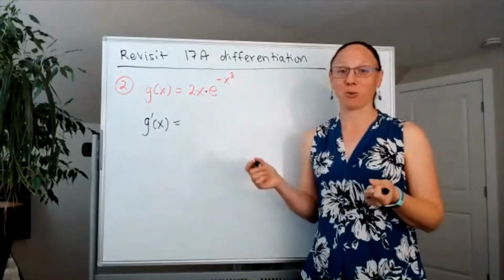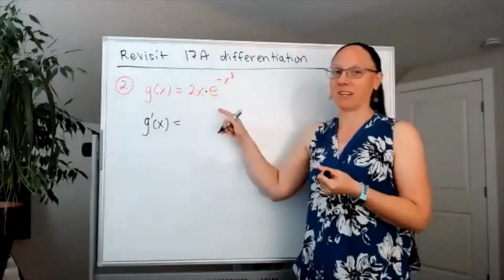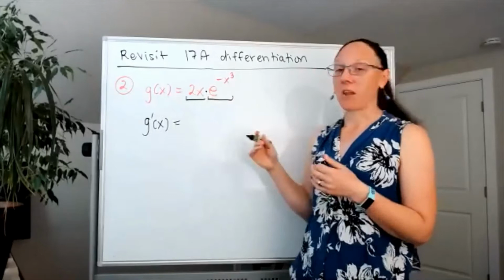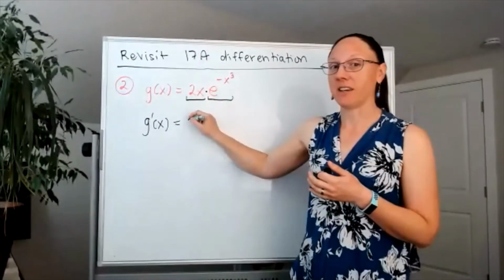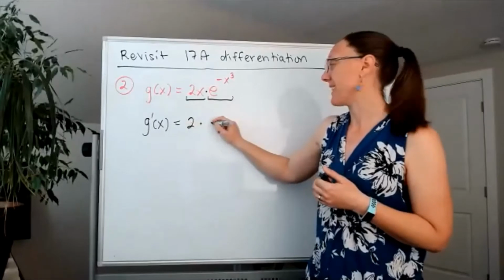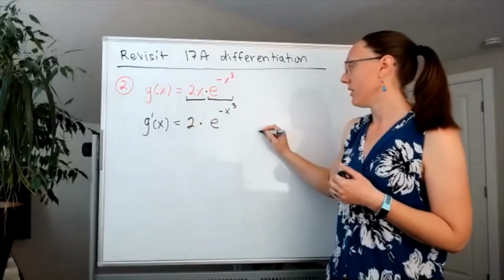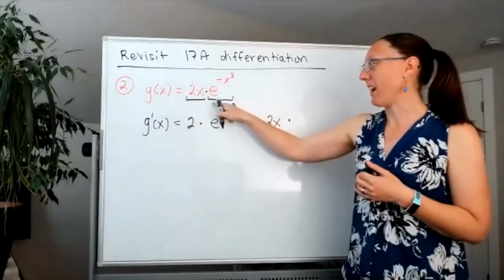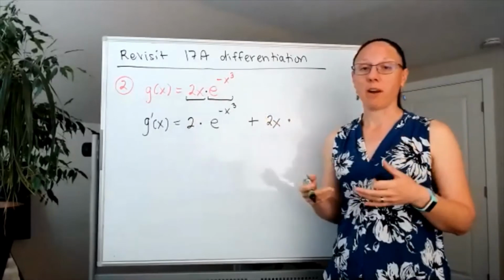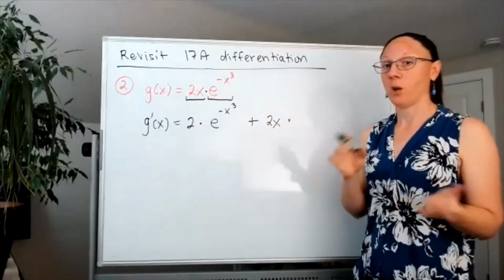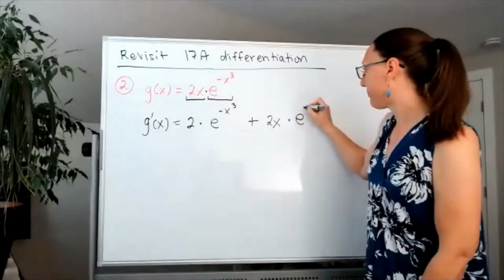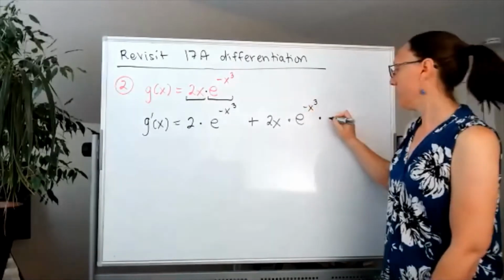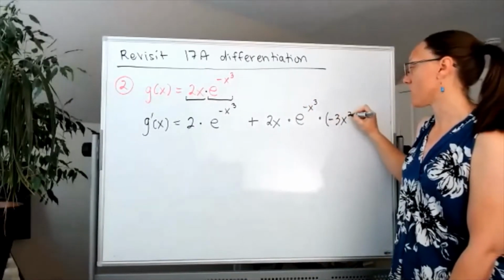So we're going to need to use the product rule here. So I've got 2x times this exponential piece. The product rule says if I look at those two pieces, I'm going to take the derivative of the first piece and get 2, multiply that by the second piece, leaving it alone, plus leave the first piece alone and multiply that by the derivative of the second piece. And whenever we take the derivative of an exponential, we get exactly the same thing back times the derivative of the exponent. In this case, negative 3x squared.